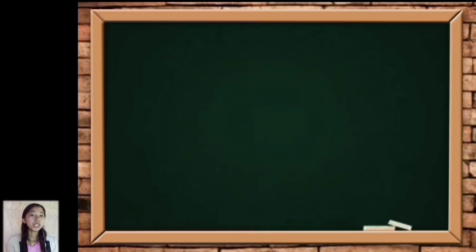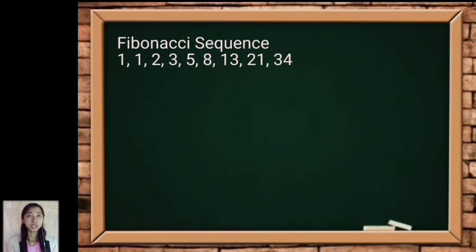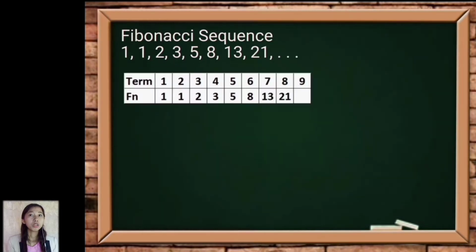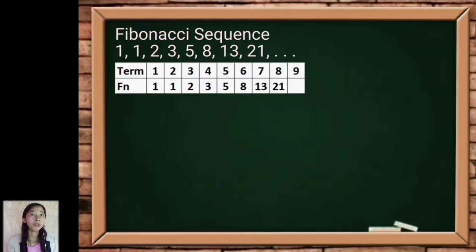Fibonacci sequence is a series of numbers that looks like this: 1, 1, 2, 3, 5, 8, 13, and 21. So if we put that in a table, the first term of the Fibonacci sequence is 1. The second term is 1. The third term is 2. The fourth term is 3. The fifth term is 5. The sixth term is 8. The seventh term is 13. The eighth term is 21.